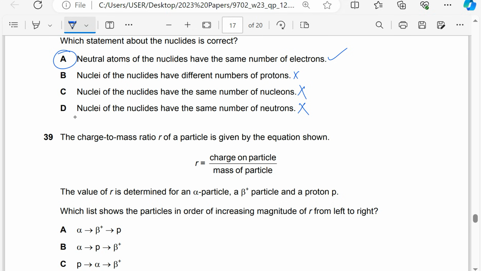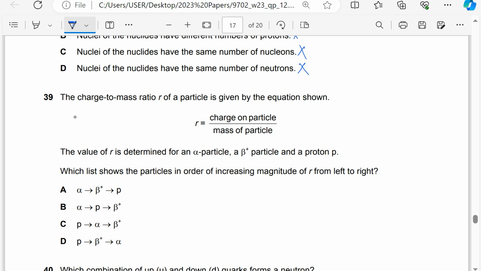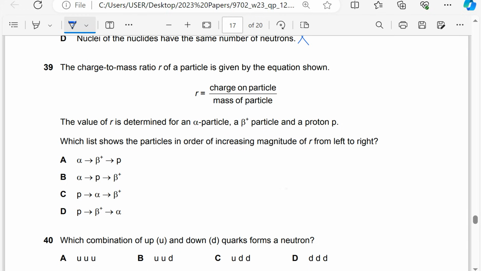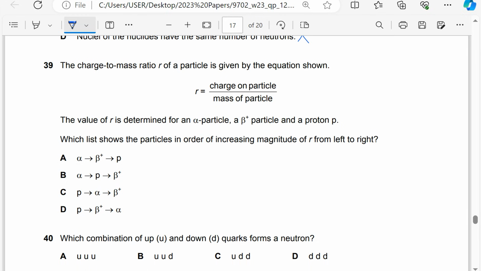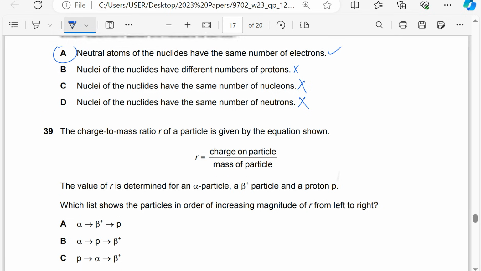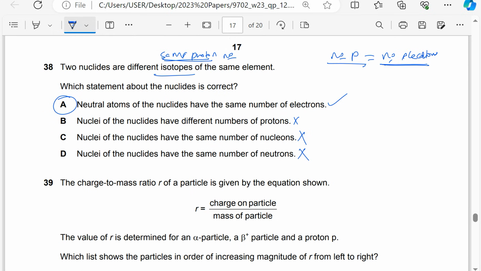The charge to mass ratio R of a particle is given by the equation R equals charge over mass of a particle. The value of R is determined for an alpha particle, a beta particle, and a proton. Which list shows the particles in order of increasing magnitude of R? So let's check. R for alpha. Alpha has a charge of positive 2e. The mass of an alpha particle is 4u. So this is the same as 1 over 2 e/u.